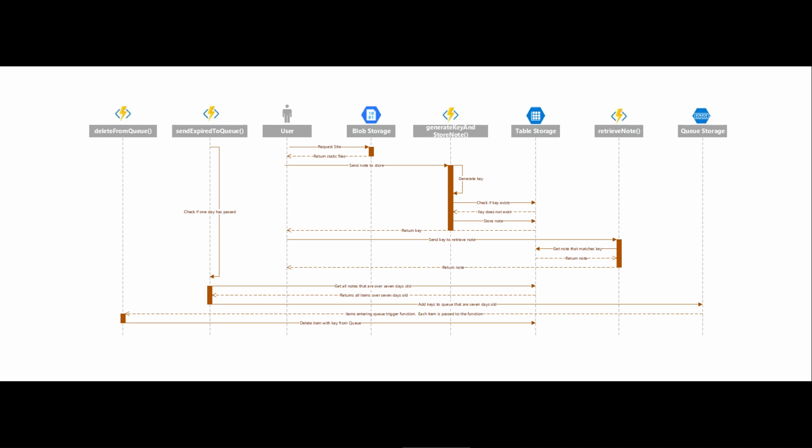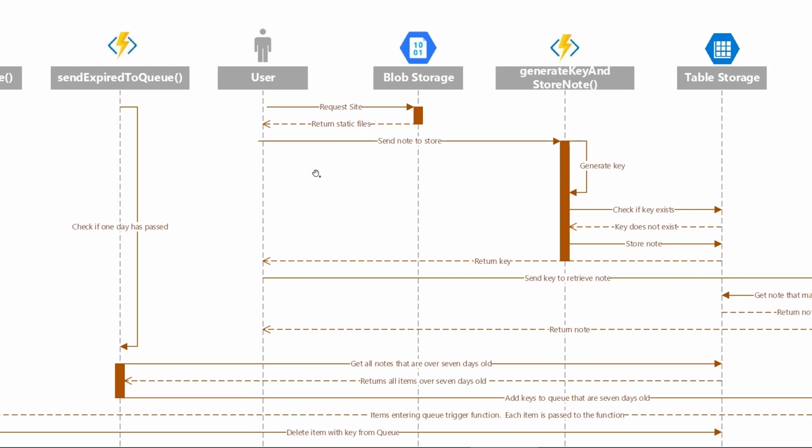Before we go through the walkthrough of how I created the application from start to finish, I just want to really quickly go over the architecture and what's going on in the back end. So we've got 4 different Azure functions. We've got a blob storage, we've got a table storage, and we've got a queue storage. And so let's just zoom in here a little bit to see what's going on.